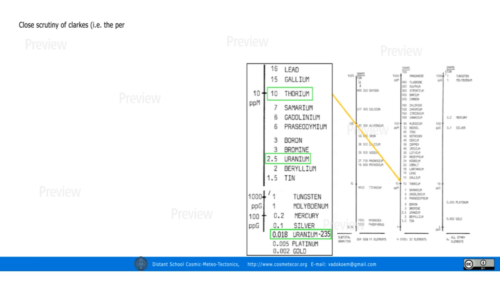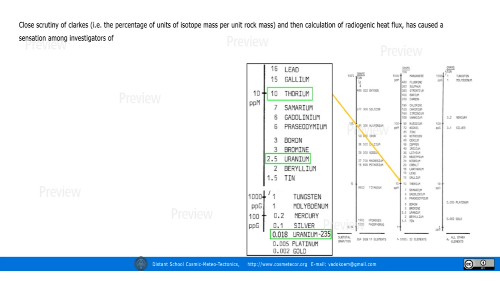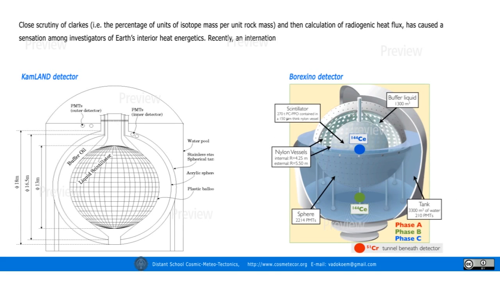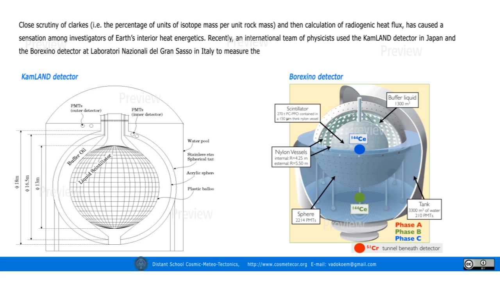Close scrutiny of Clarkes, in other words the percentage of units of isotope mass per unit rock mass, and then calculation of radiogenic heat flux, has caused a sensation among investigators of Earth's interior heat energetics. Recently, an international team of physicists used the KamLAND detector in Japan and the Borexino detector at Laboratori Nazionali del Gran Sasso in Italy to measure the flux of antineutrinos emanating from deep within the Earth.